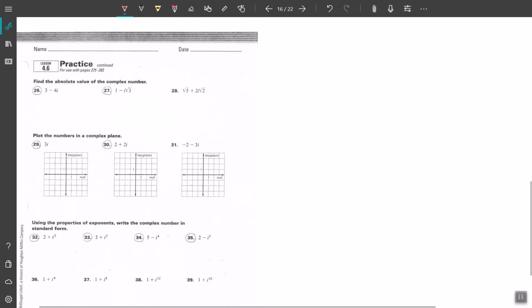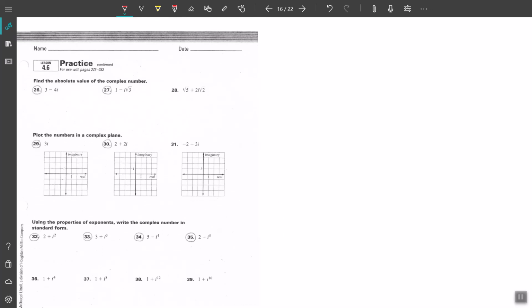Okay, so moving to 26, they ask us to find the absolute value of the complex number. Now, I probably should stop here and explain what a complex number is, how that's actually defined. So a complex number is any number that has a real part to the number and an imaginary part. So in number 26, 3 is the real part of that number, and the minus 4i is the imaginary part. They both go together to make the complex number. So a complex number has a real part to the number, and it has an imaginary part.